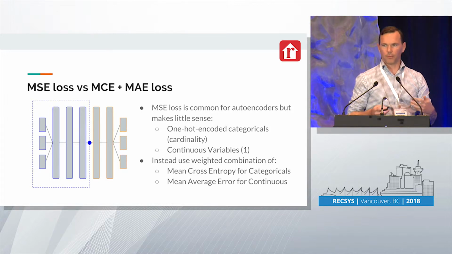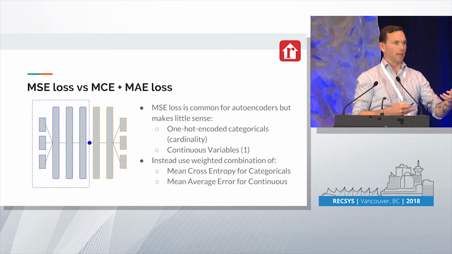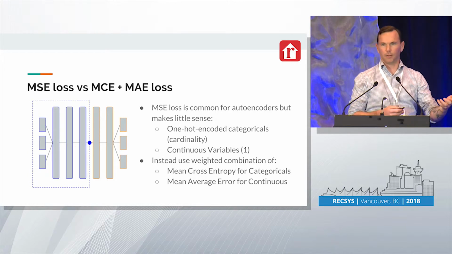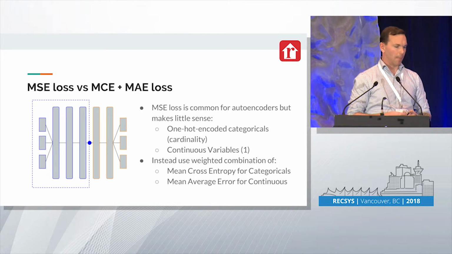Typically with an autoencoder of this type, you're measuring it on mean square error loss. But mean square error loss doesn't really make sense in this context if you think about what the data is that's coming out the other end. You're dealing with one-hot encoded categorical values with potentially super high cardinality, versus continuous variables. So you end up with the categoricals massively outweighing the continuous variables, and there's this funny imbalance that happens.